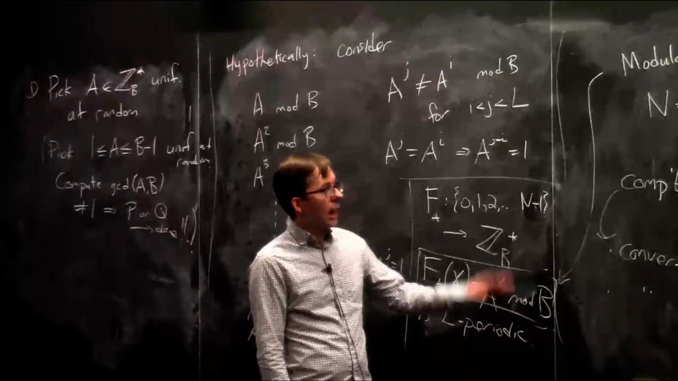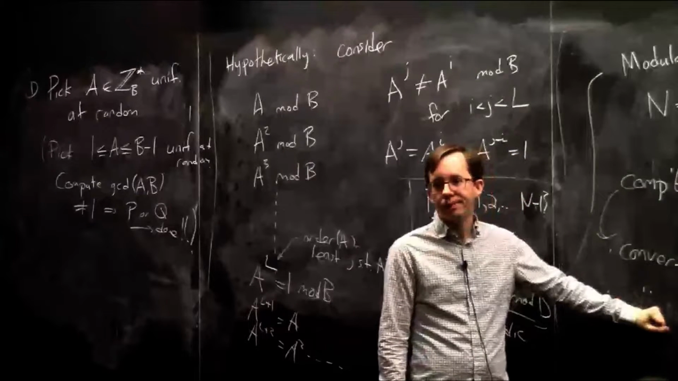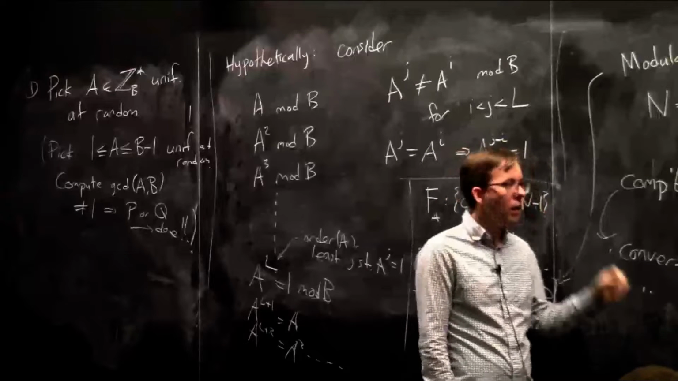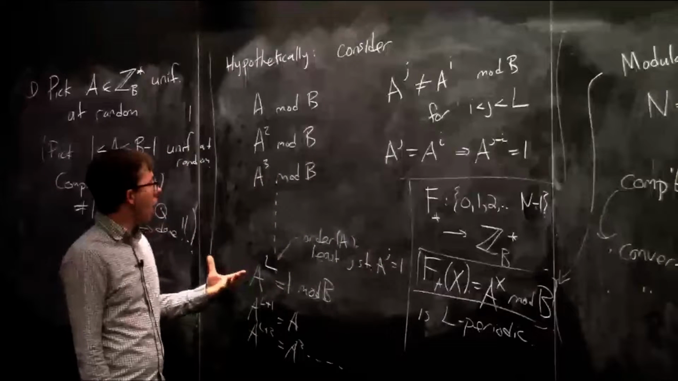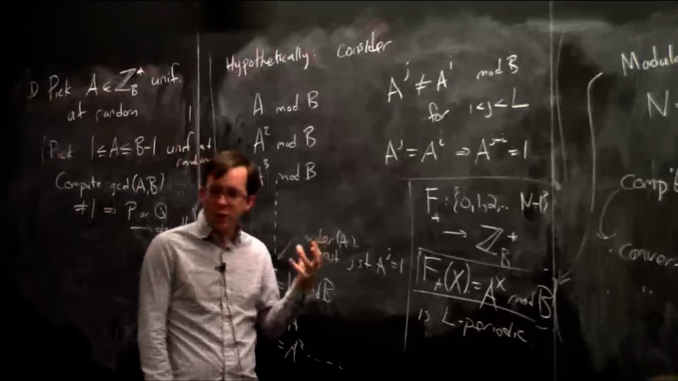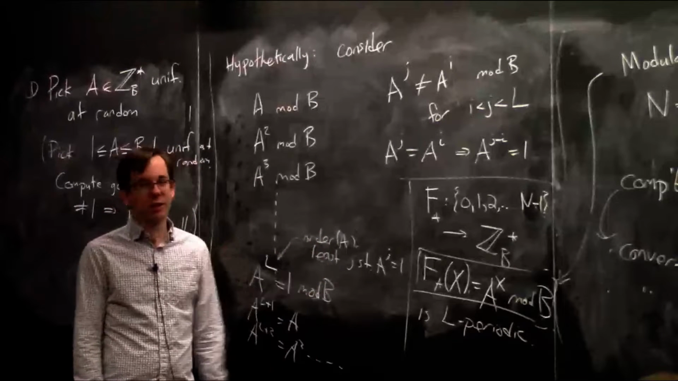Good. So you're going to apply the quantum algorithm to this, and you're going to find L, or at least you're going to have a decent chance of finding capital L. And finally, now we'll talk about how figuring out L helps you figure out a non-trivial square root of 1 mod b, which lets you factor.